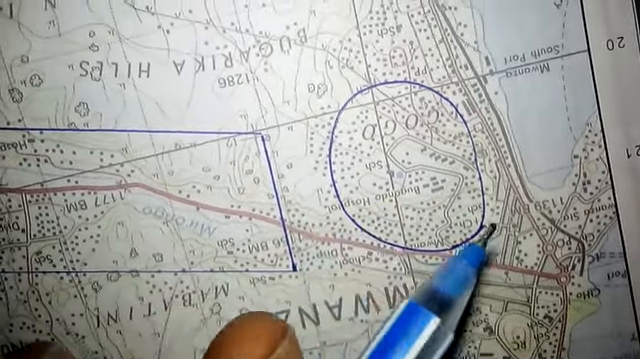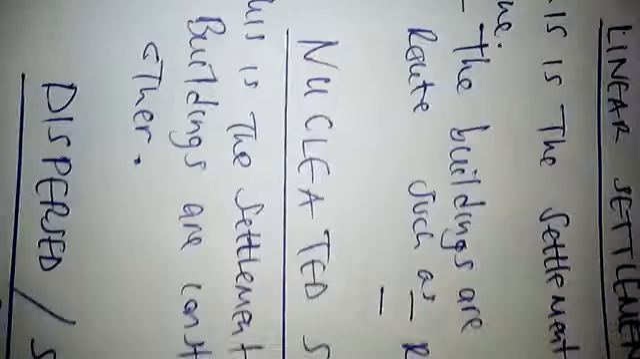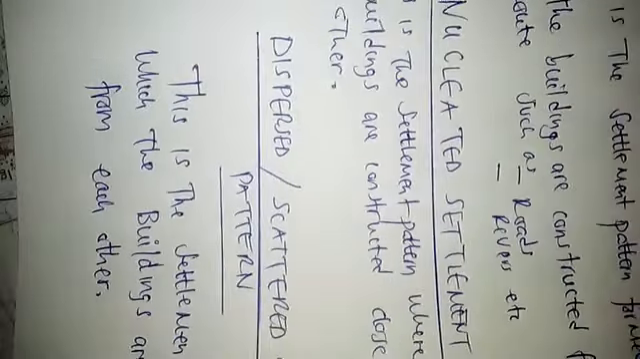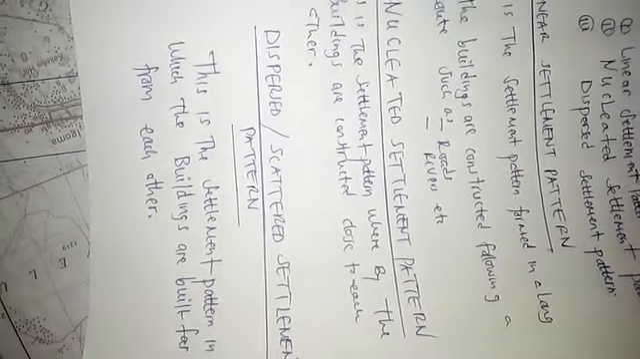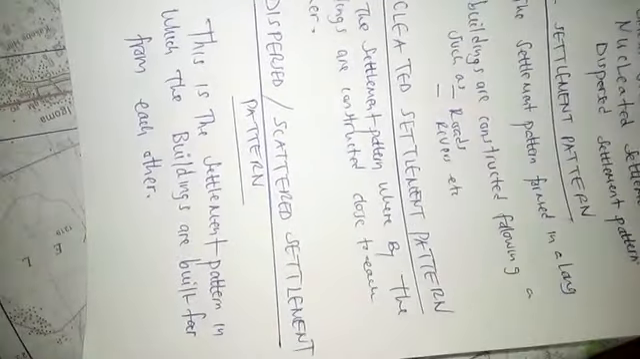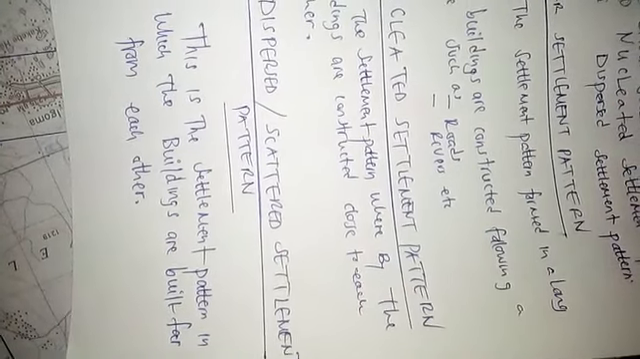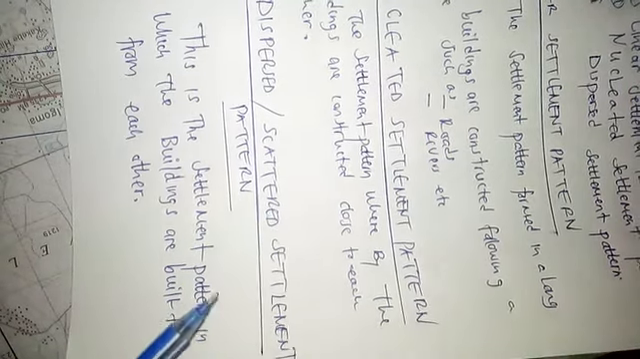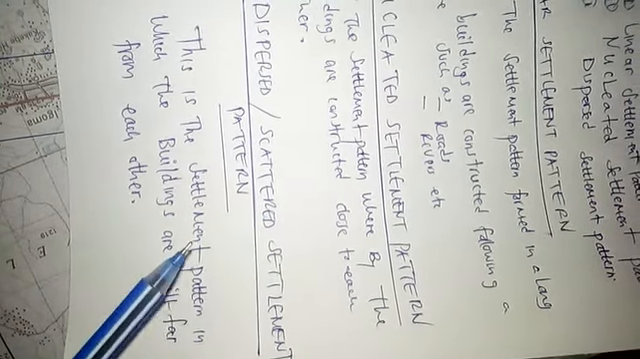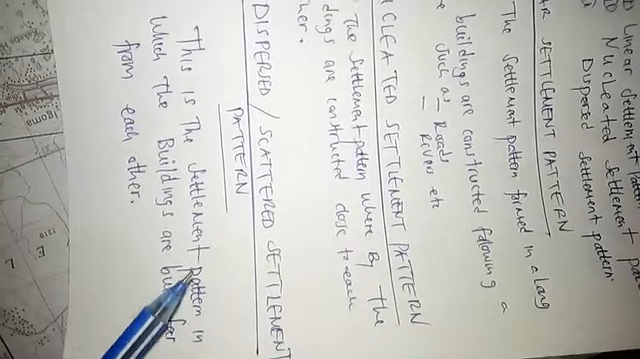So these types of settlement pattern where the buildings are very close to one another are called a nuclear or nucleated settlement pattern. And the last one is a dispersed settlement pattern, also known as scattered settlement pattern. This is a settlement pattern in which the buildings are built far from each other. In dispersed or scattered, the houses or buildings are built far from each other.